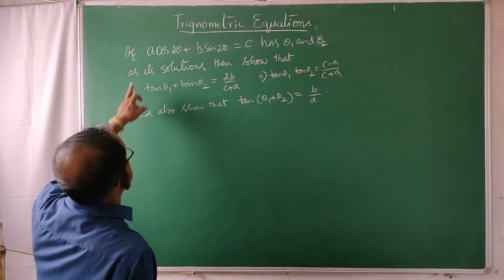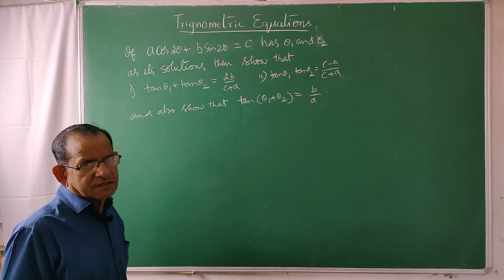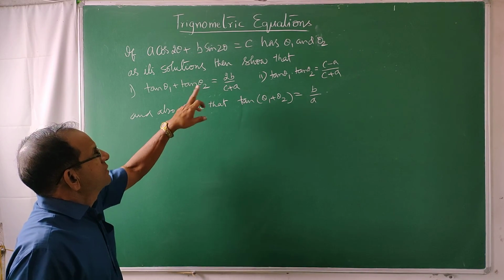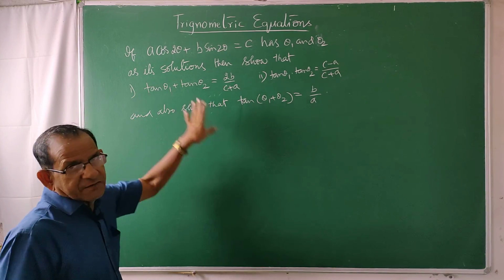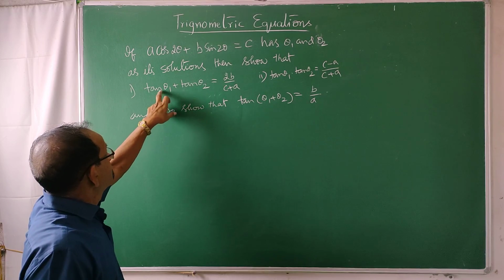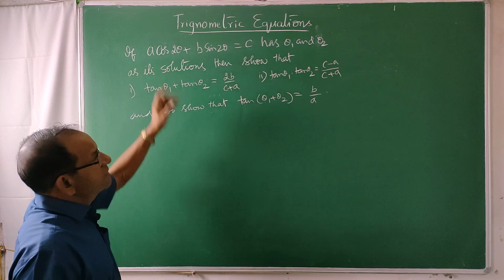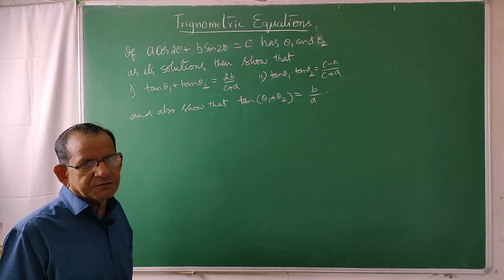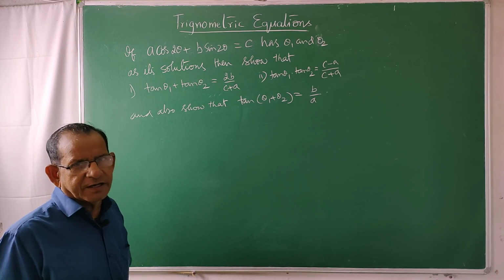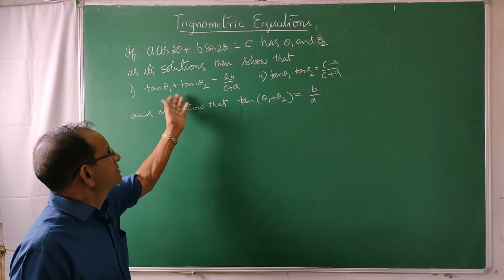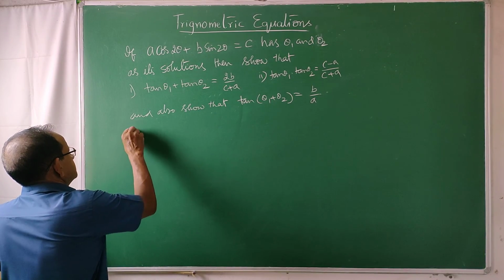Now see this question. The given equation is a cos 2 theta plus b sin 2 theta is equal to c. Now it is given that theta 1 and theta 2 are its solutions. That means theta values. But in the answers required, all tan terms are there. So we have to convert the given equation into terms of tan theta. Then tan theta 1 and tan theta 2 will be the roots of that quadratic equation. After that, we have to find the sum of the roots and product of the roots. Now let us take the given equation first.